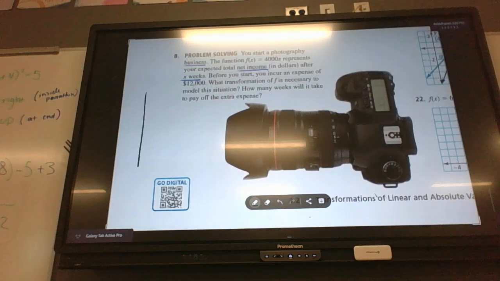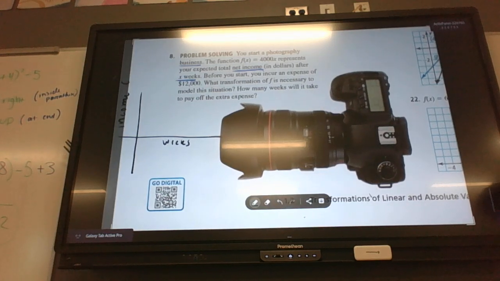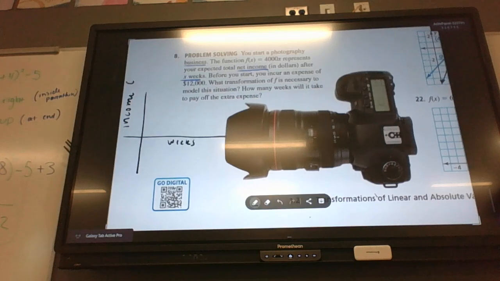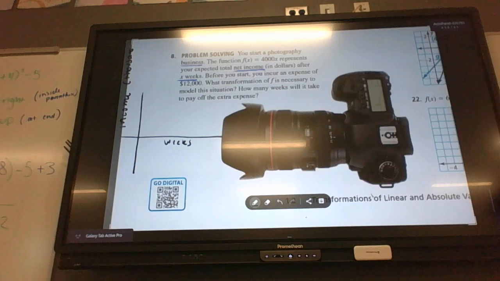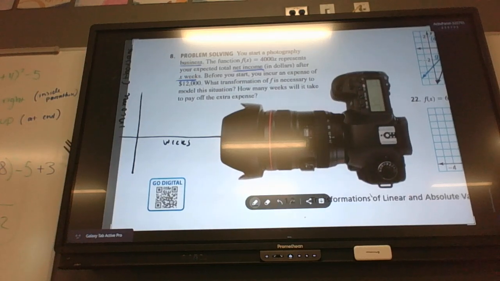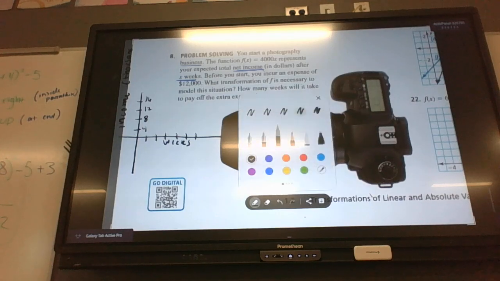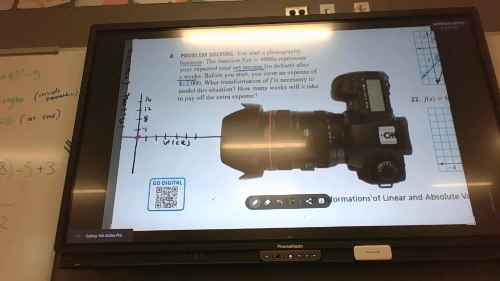So I'm going to go ahead and take a look at this. This x-axis I'm going to label weeks. This y-axis I'm going to label income, and I'm going to do my income in thousands. Okay, so that's 4,000, 8,000, 12,000, 16,000. 1, 2, 3, 4, 5. And you guys just told me in the first week 4,000.